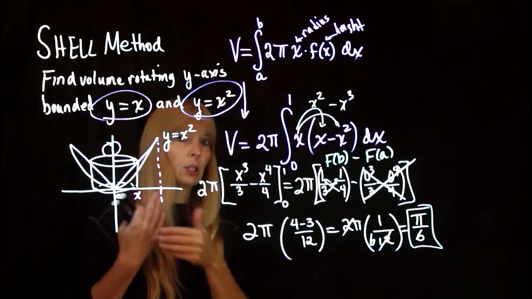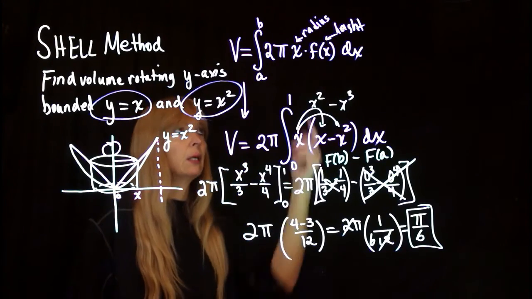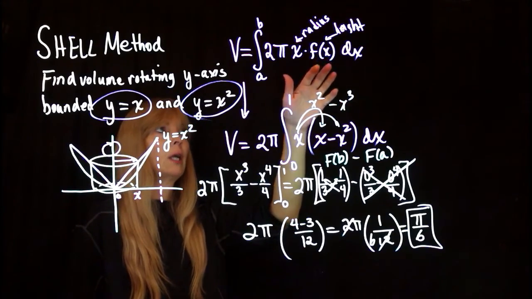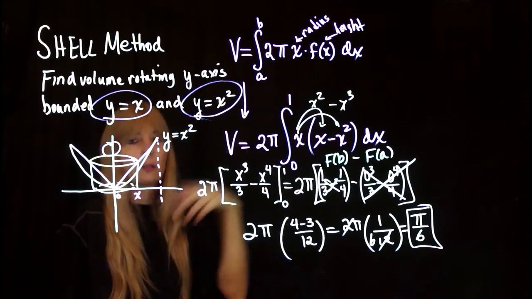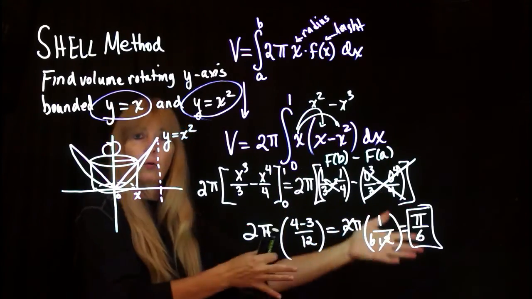So once again, as I mentioned in the video before, when you rotate about the y-axis, these are pretty easy, because the only hard part is if you have more than one function, but then your radius, you're just going out to some value, we're going to call it x. There you go.